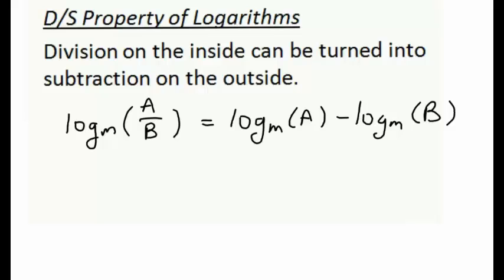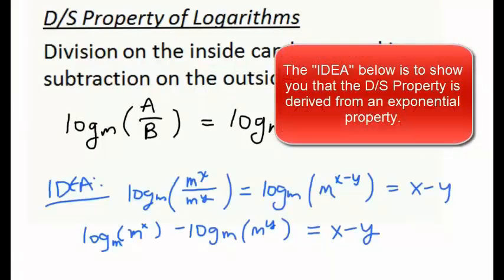And the motivation for this, again, is similar to what we saw for the MA property. That is, if we think of A and B as powers of m, then division of these powers leads us to subtraction of the exponents. So I've summed up that idea down here below.